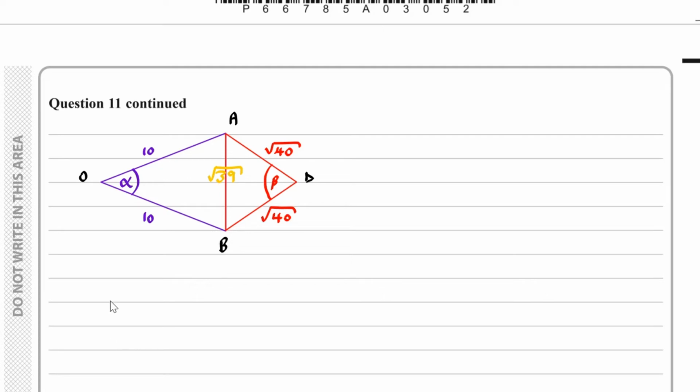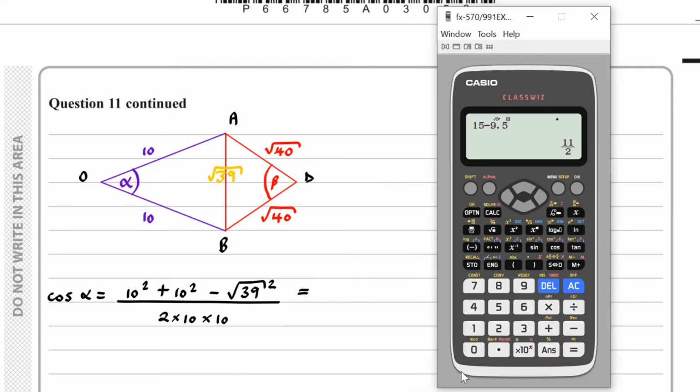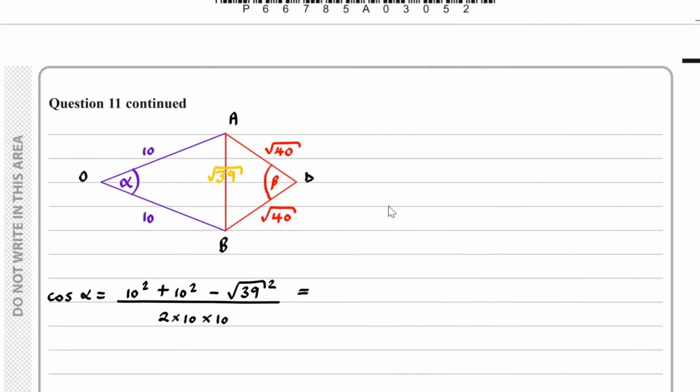So using the cosine rule, we have the cosine of alpha, which is equal to 10 squared plus 10 squared minus root 39 squared, divided by 2 times 10 times 10. And if we work this out, we have 10 squared plus 10 squared minus 39 over 200, which is 161 over 200.